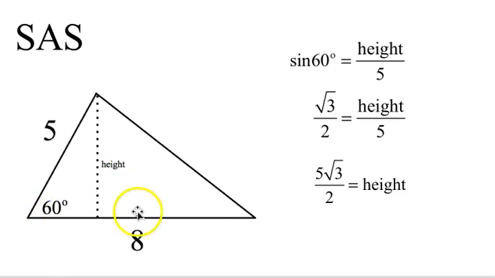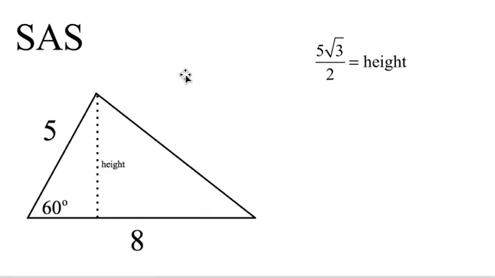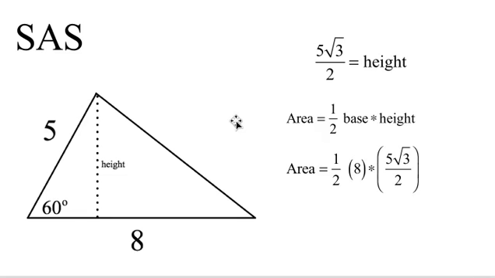Well, if that's the case, now we know the base and we know the height. We can put them together to find the area of the triangle, remembering the area of a triangle is 1/2 base times height. So the 5 root 3 over 2 is the height, and of course the base is 8. So if area is 1/2 base times height, area would be 1/2 8 times 5 root 3 over 2, which would give us a half of 8 is 4. 4 divided by 2 is 2, times 5 is 10. 10 root 3 is the area.